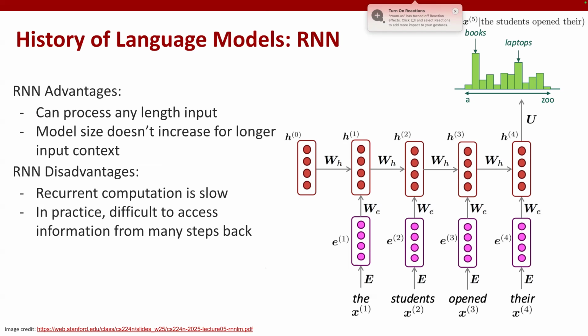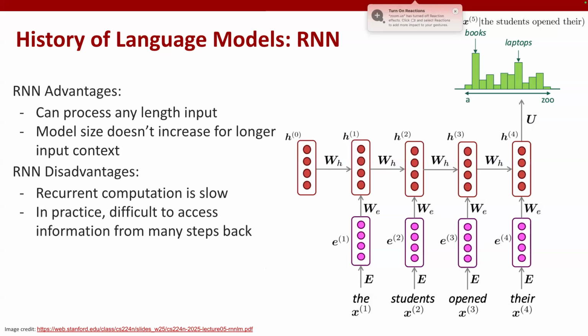So it has a couple of advantages. First, it can process any length input. You have only a fixed-length hidden state, so no matter how long the input document is, the hidden state is of a fixed size. That's good. And the second thing is that the model size doesn't increase for longer input context.